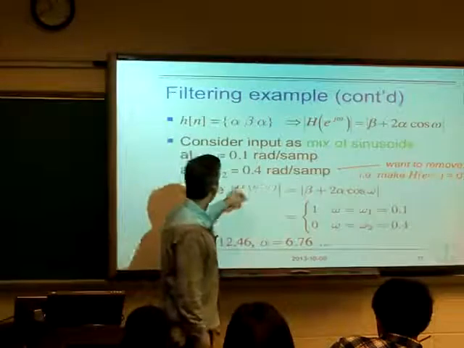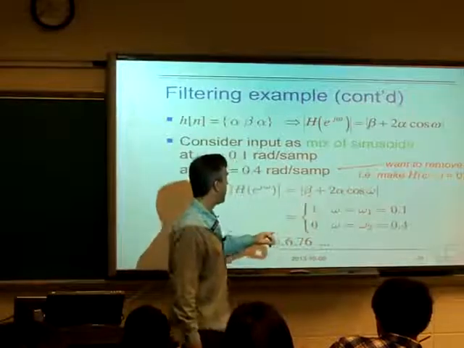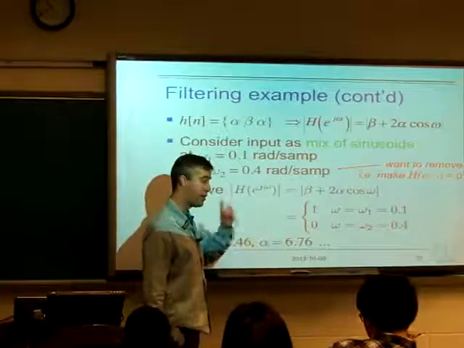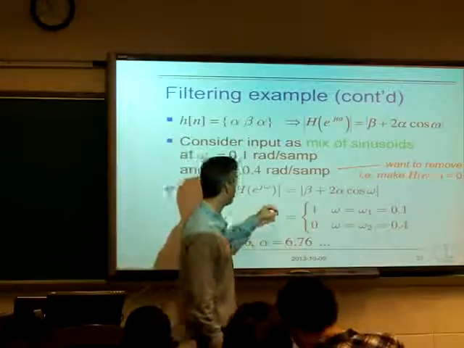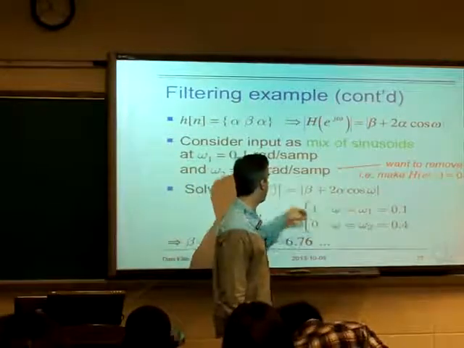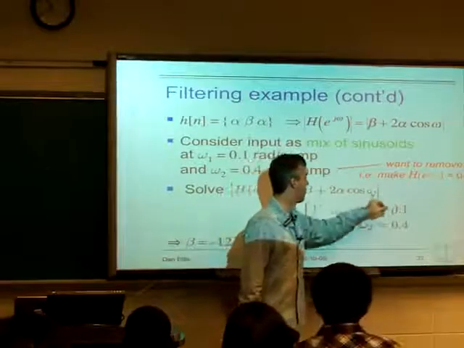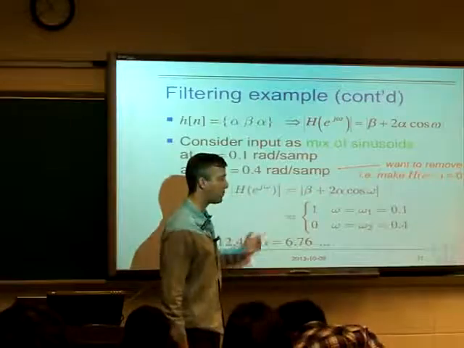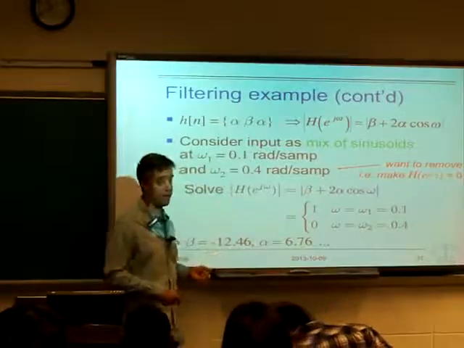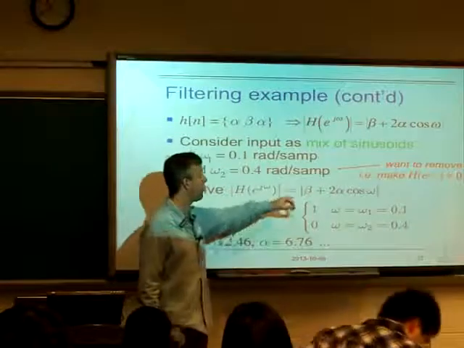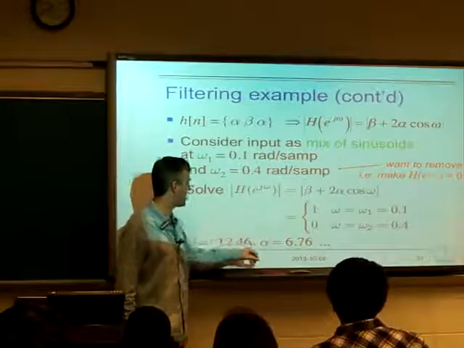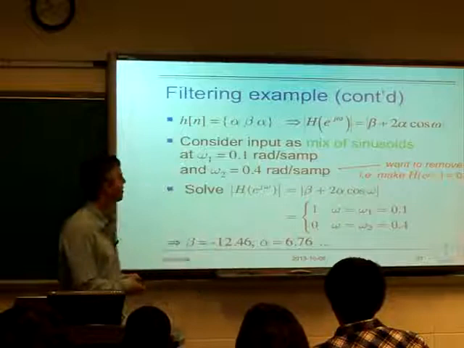So we've got our equation for our magnitude response, and now we've got some specific values. So basically we end up with 2 equations and 2 unknowns, right? We want this thing to be equal to 1 for omega equals 0.1, and we want it to be equal to 0 for omega equals 0.4. 2 equations, 2 unknowns. We can solve for the alpha and the beta that give us that, and it turns out beta equals minus 12.46, alpha equals 6.76.